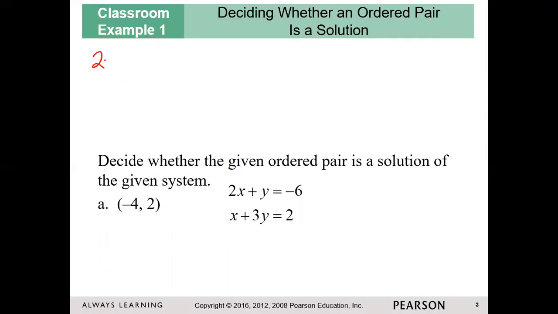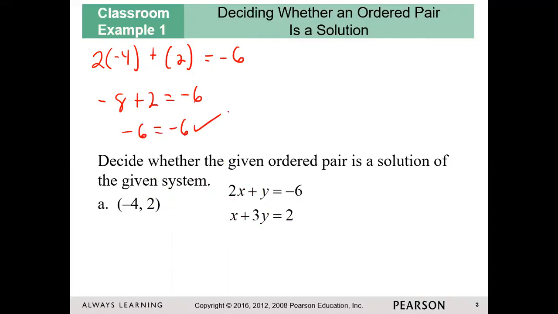So let's do 2 times -4 plus 2 is equal to -6. So again, I'm just substituting -4 and 2 in for x and y over here. And that's going to give us -8 plus 2 is equal to -6. And -6 is equal to -6. So this checks out. So far, so good.